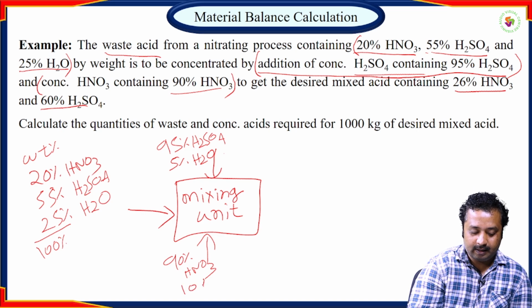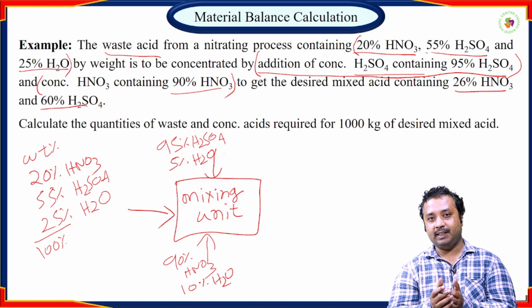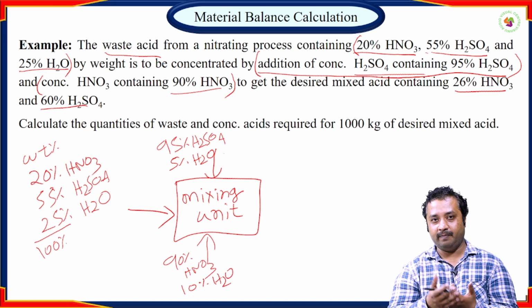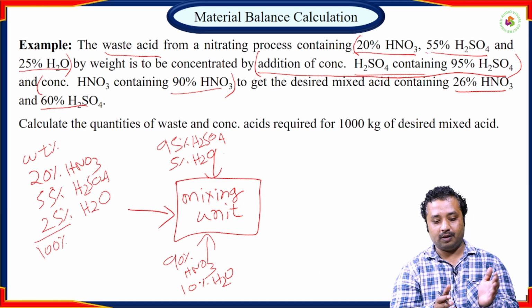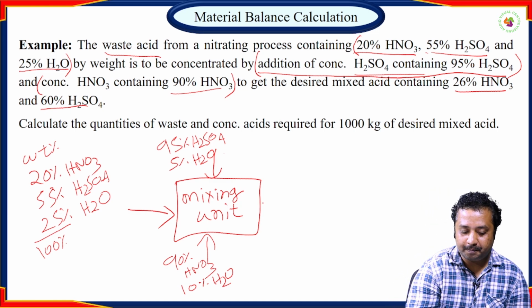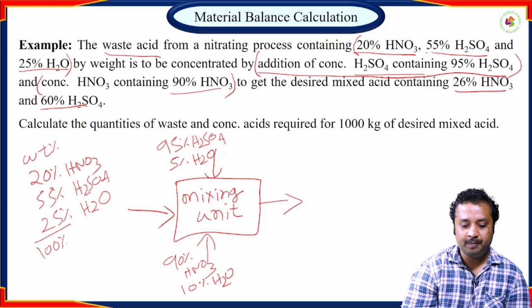Similarly for the HNO3 acid mixture, 90% of that stream is HNO3, which means the next 10% is water. By default, it will be water, because an acid mixture is a mixture with water. Okay, so these three are input streams. And we get some product. Let us consider the product as the output stream. Input means incoming stream, output means product stream.